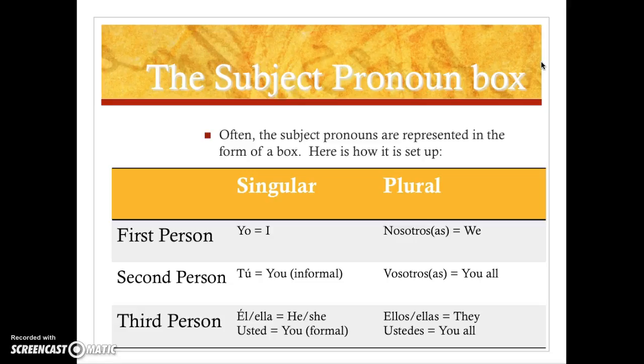Before it was in list form, but now it's just showing it in a box form. Usually we read this from the left column down to the right column. So the left column first, going down, then we start at the top of the right column and move down. So we would say yo, tú, él, ella, usted, nosotros, vosotros, ellos, ellas, ustedes. Again, that is something that you will want to practice, read through many times, and eventually memorize.